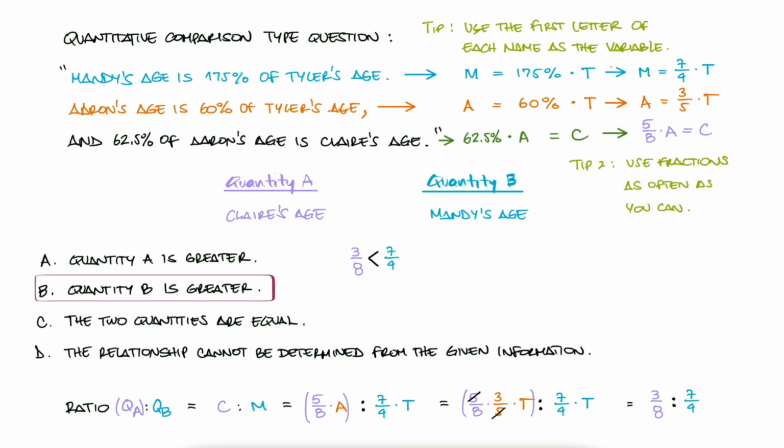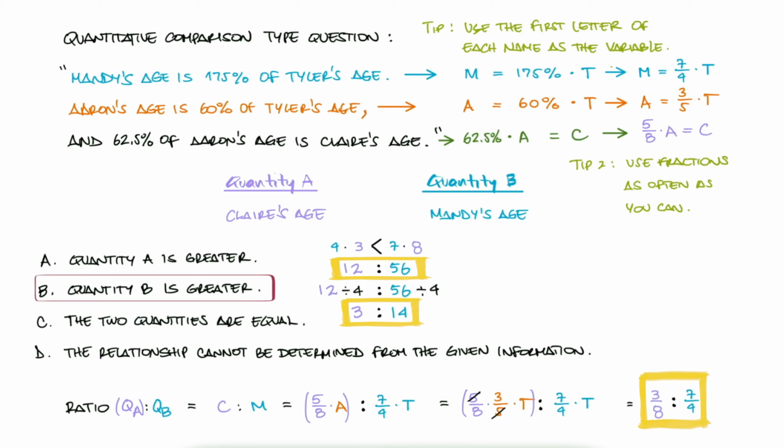Notice that we could keep simplifying the numbers here by moving the 4 to the left and the 8 to the right to get a 12 to 56 ratio, or in lowest terms, after dividing by 4 on both sides, a 3 to 14 ratio. In any of these three cases, the right side is greater.